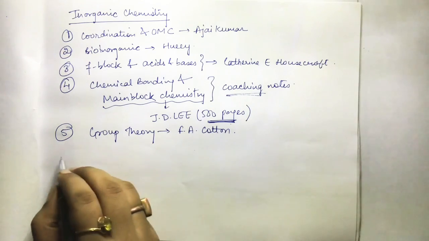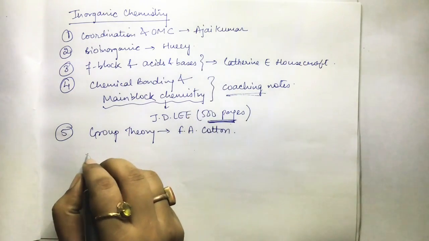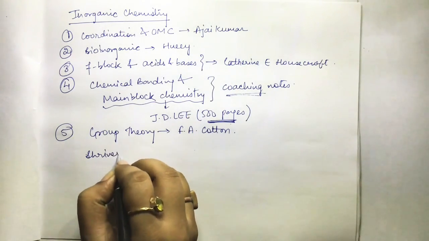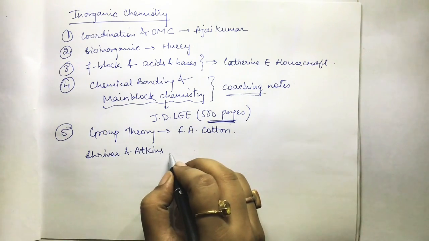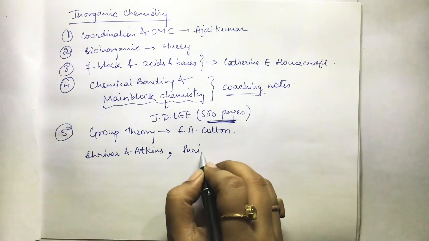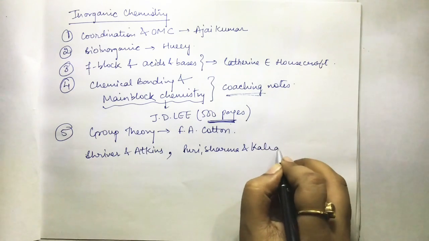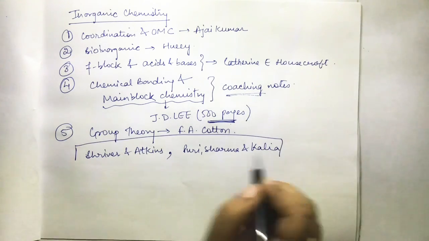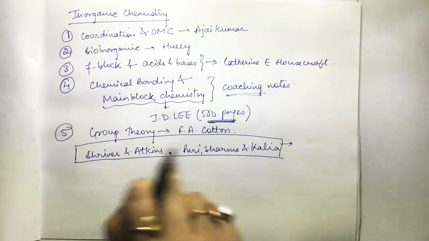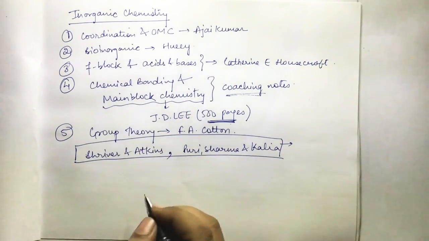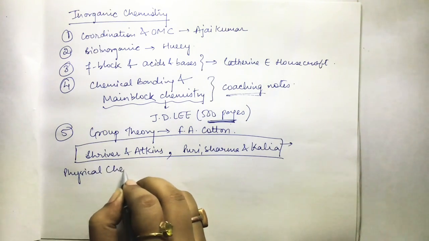Now let us see some general books apart from these topics, or you can study all these topics from Shriver and Atkins also. Again, a very good book giving you all reasonings and explanations. Then also you can refer to Puri, Sharma and Kalia. So these are going to be the general books which you can refer for any of these topics or all for the remaining topics. Next is physical chemistry.